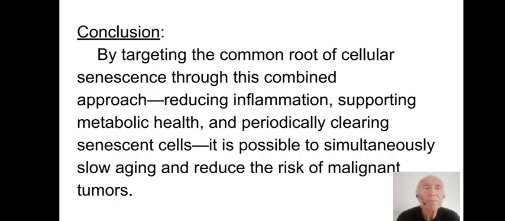So, conclusion: by targeting the common root of cellular senescence through this combined approach, like reducing inflammation, supporting metabolic health, and periodically clearing senescent cells, it is possible to simultaneously slow aging and reduce the risk of malignant tumors.